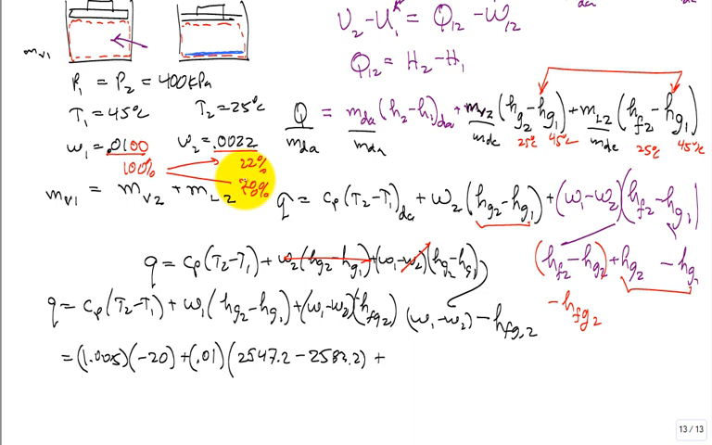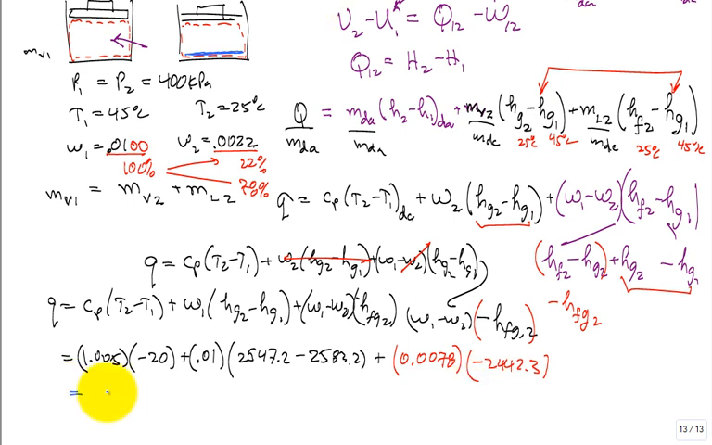Okay? So this number, omega 1 minus omega 2, is 0.0078 times the minus HFG, which is the negative 2442.3. Did I do that right? I think I did it right.